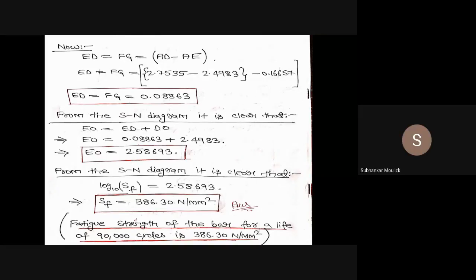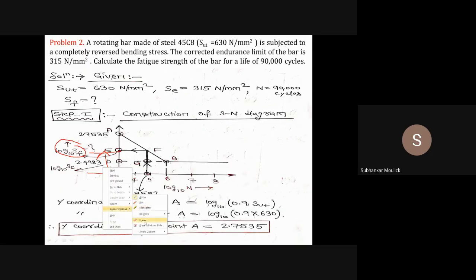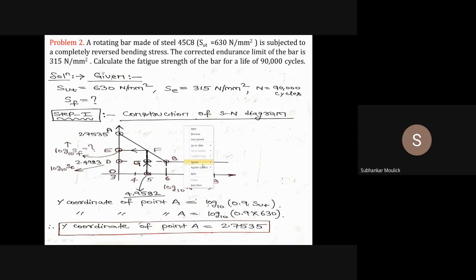No, sir. Okay. This was one method in which I have calculated additionally this ED and FG. Without calculation of ED and FG also, I can solve this problem. How I can solve? See, I got AE. Let us write it down. AE. That means this AE I got. What I need to find out? I need to find out this EO.